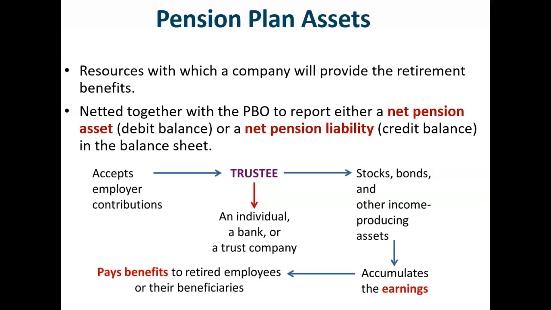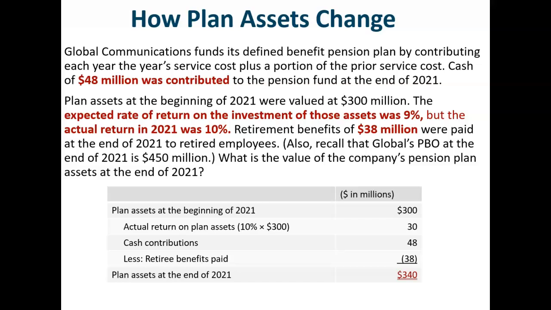The accumulated balance of the annual employer contributions plus the return on the investments, such as dividends, interest, market price appreciation, etc., must be sufficient to pay benefits as they come due. Illustration 17-10 in your textbook shows how plan assets change. This is an important illustration and should be flagged for future reference.